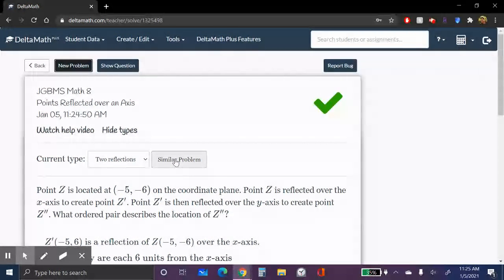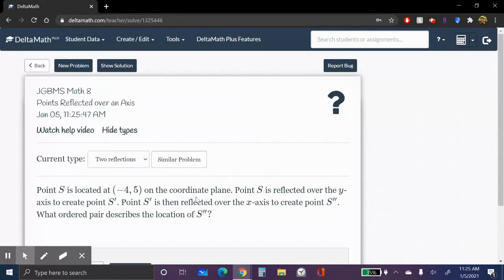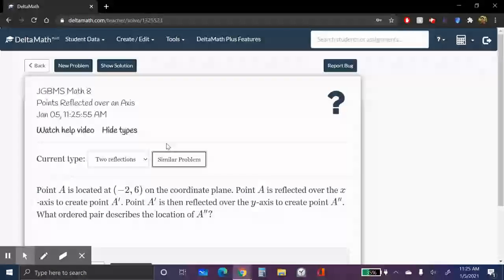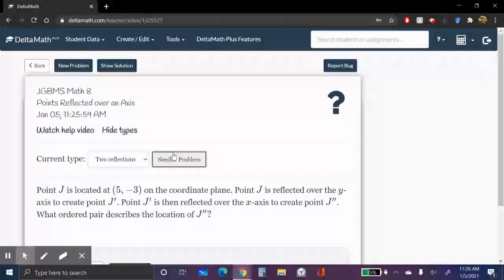All right, let me see if there's any more. I don't know if I could do this without a mouse, but I think you guys get the point. I'm going to look at a couple more problems, see if there's anything else out of the ordinary. Nope. All right. So that's it with reflections.